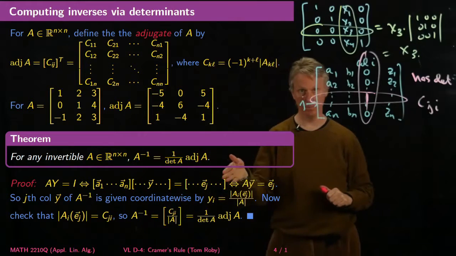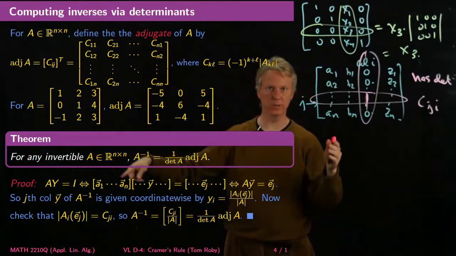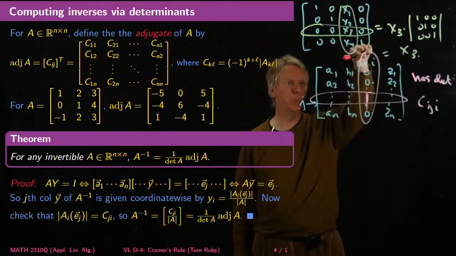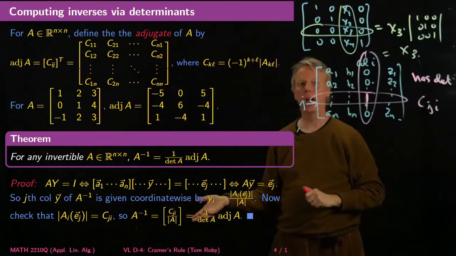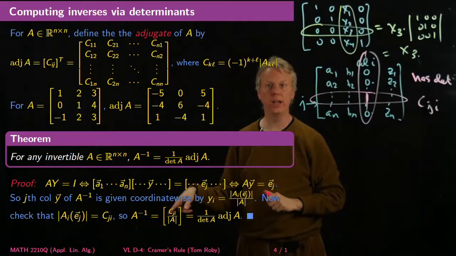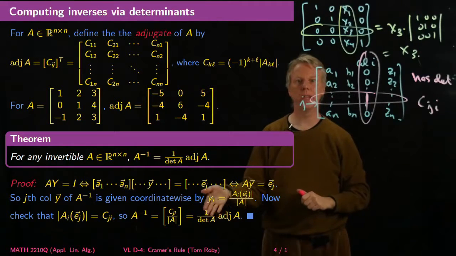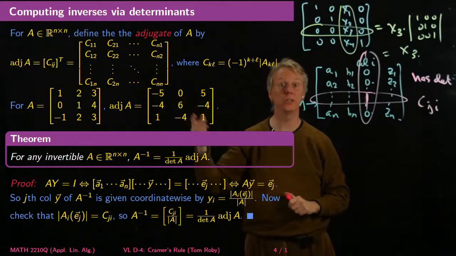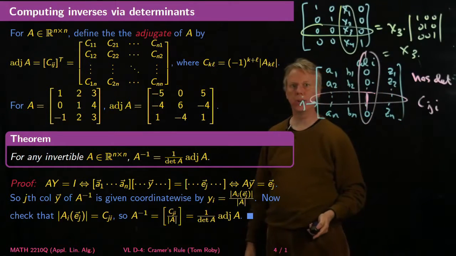So that means that the column y, the jth column of the inverse matrix, has entries Cj1, Cj2, dot dot dot, Cjn. Okay, so now I'm good, because A inverse is just all these Cji's divided by the determinant of A. I can pull the 1 over the determinant of A out of the whole thing, and you get the matrix of Cji's, which is just the adjugate. So that's what's going on in this computation.